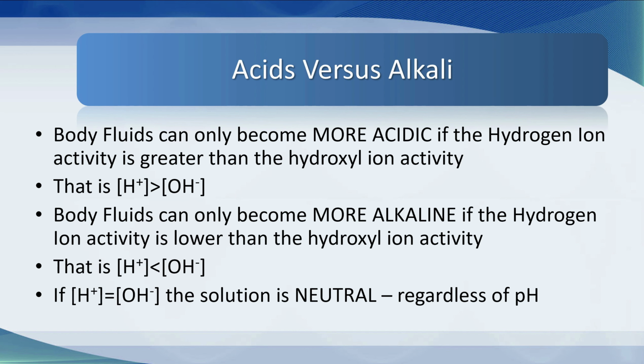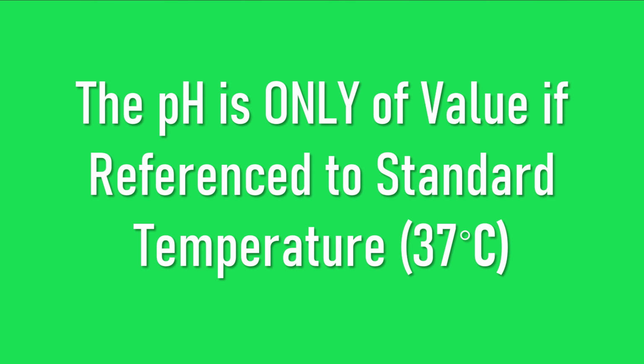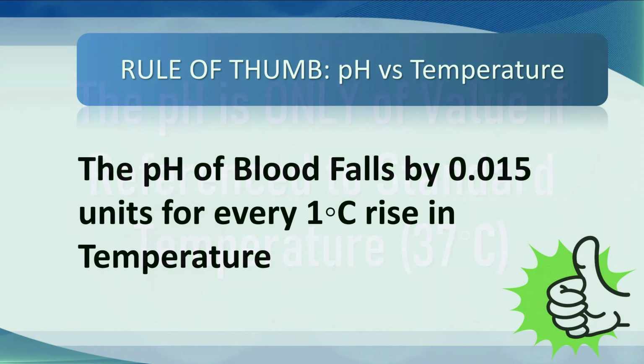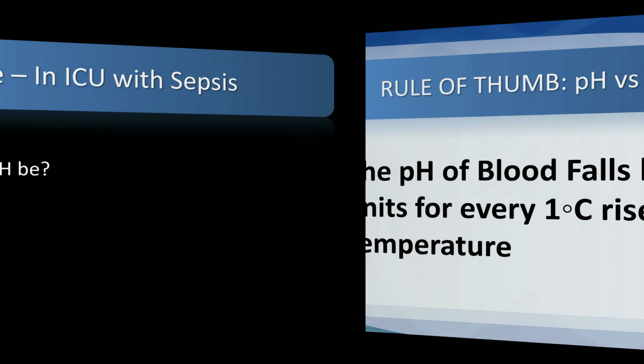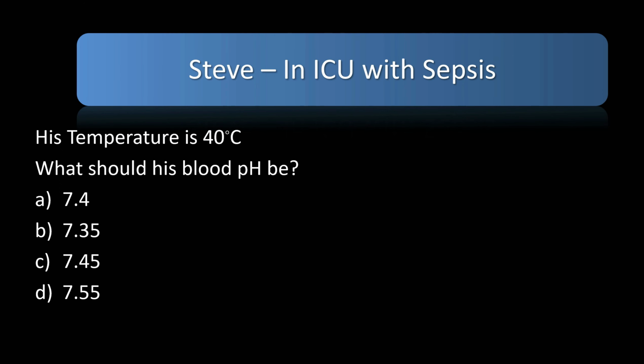Also, and importantly, for those of us who work in clinical medicine, the pH is only of value if it's referenced to the standard temperature of 37 degrees, because outside of that range, it is really misleading. As a rule of thumb, the pH of blood falls by 0.015 units for every 1 degree Celsius rise in temperature. So for example, we have Steve who's in the ICU with sepsis.